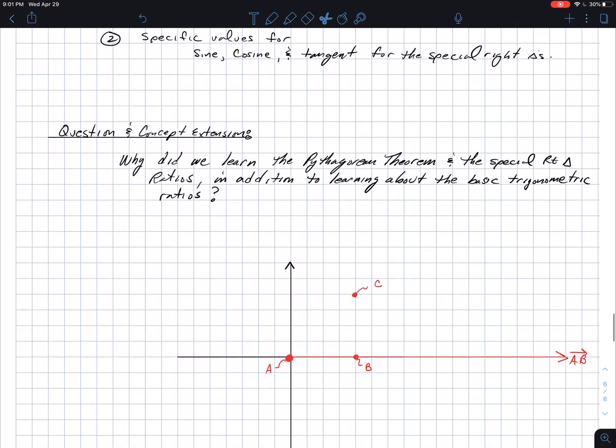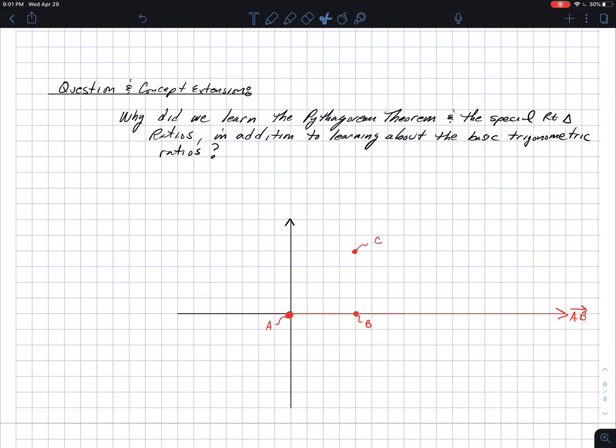Well, what I have here is the coordinate plane. I've drawn 3 points, A, B, and C, that are coplanar. They are all in the Cartesian coordinate plane. In red, I drew a ray AB and noted it as such. What I'm going to do now is take each one of these and make another ray. So I'm going to go from A to C and make a nice ray. Okay?